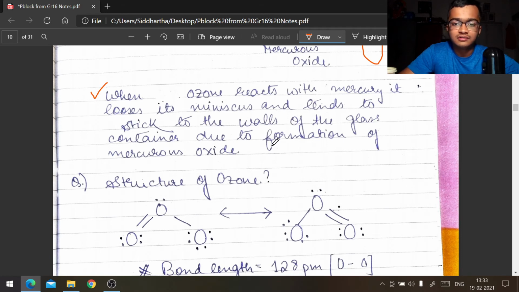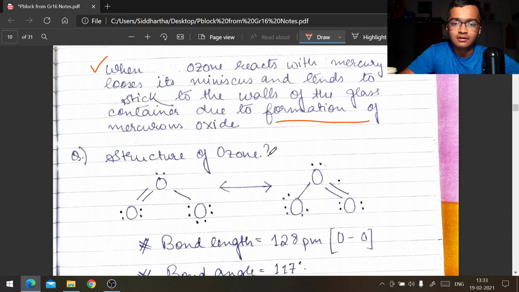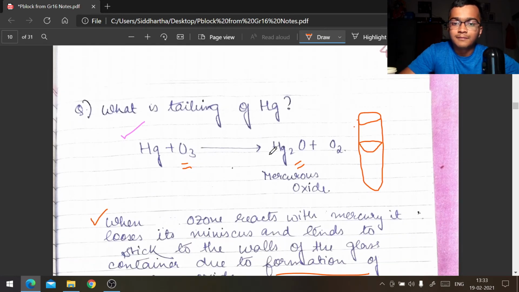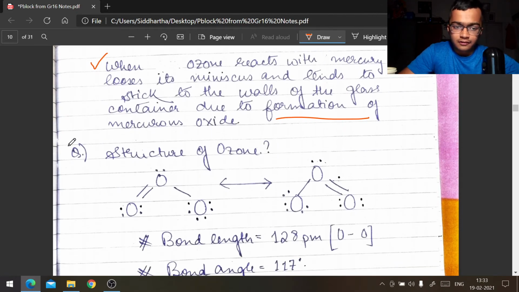It tends to stick to the walls of the glass of the container due to the formation of mercurous oxide. This is called the tailing of mercury, where the mercury is losing its meniscus. The meniscus gets damaged and it sticks to the wall of the container or the test tube.